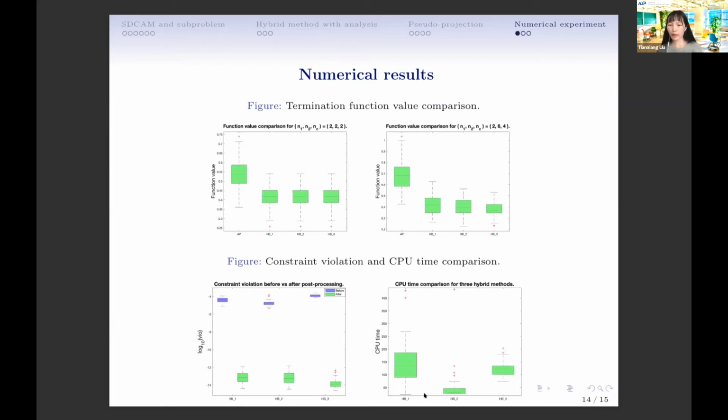And we also compared our three hybrid methods with respect to CPU time. As you can see, normally the second type of reformulation will give you a hybrid method which is much faster than the other two.